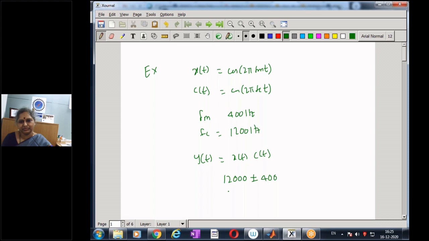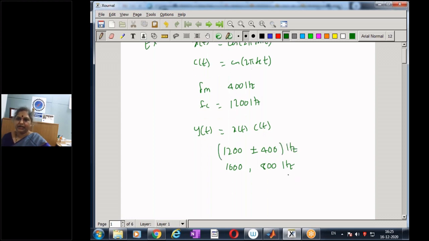So we got frequency components being 1600 hertz and 12 minus 4, that is 800 hertz. These are the frequency components that we got when we did the product.